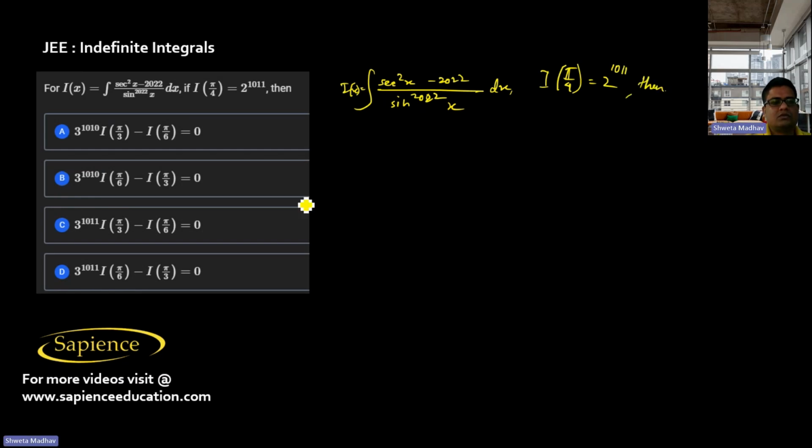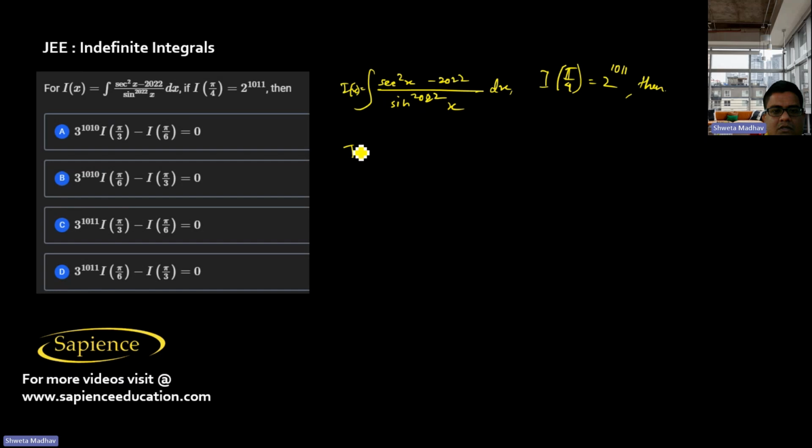So here it is told that if I of x is equal to the integral of secant square x minus 2022 by sine power 2022 x dx, and if I of pi by 4 is equal to 2 power 1011, then which one will be true? So we have to find I of pi by 3 and I of pi by 6, both of them.